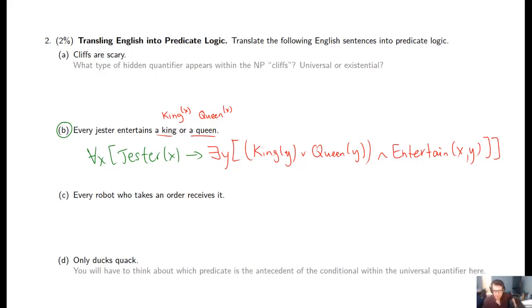So yeah, you could do king Y or queen Z in this case, but it would be better, because it's a king or a queen as one compound noun phrase, to use the same variable for both, like a king Y or a queen Y.